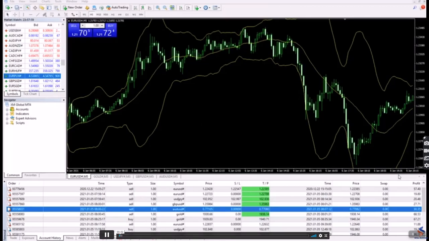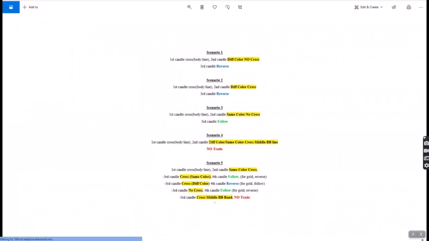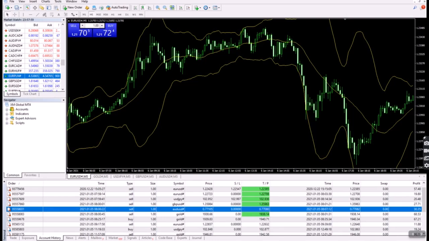Welcome back. This lecture will cover scenario 3. In scenario 3, the first candle crosses the upper band or the lower band. The second candle is the same color, but it does not cross the line. The third candle will do a follow. So finally, this is the first scenario where we will test what a follow is. Okay, there are additional things to take note of which I will show you in a while. Firstly is this, alright? Let's look at the example of scenario 3. A scenario 3 will look like this.